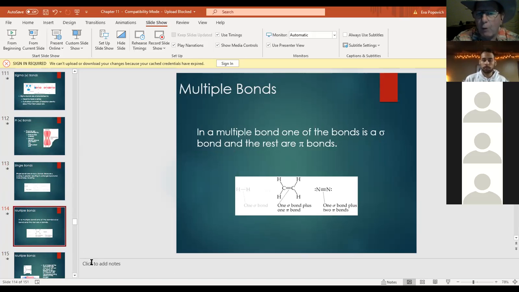So if I have a double bond between my 2 carbons here, the first bond is the direct head-on. The second bond that occurs is this pi bonding. In the case of nitrogen, that's a triple bond. First bond, head-on. Second one is a pi bond. Third one is another pi bond. They're just oriented a little bit different from one another.